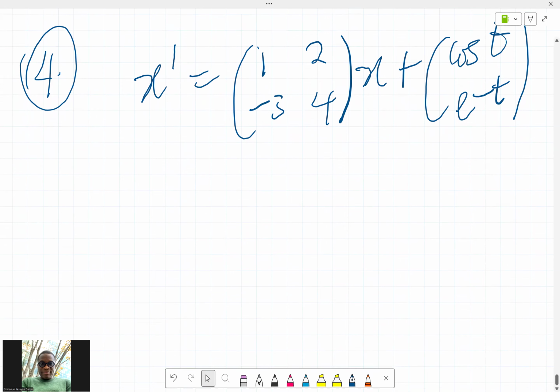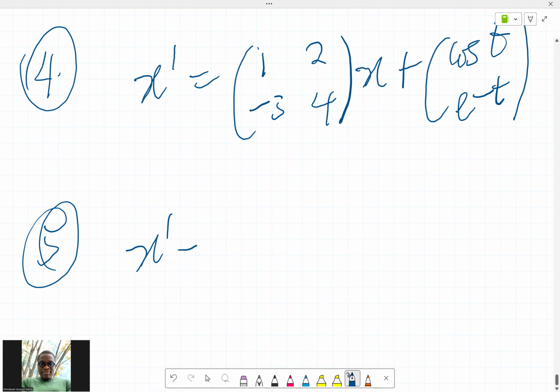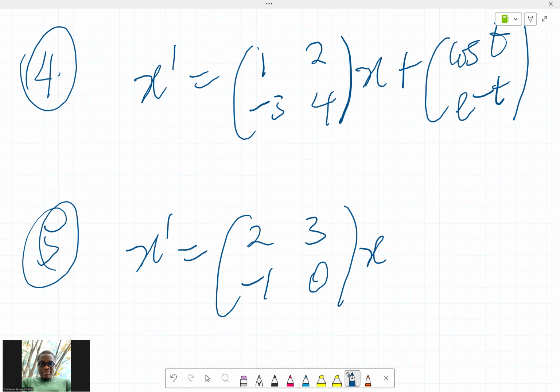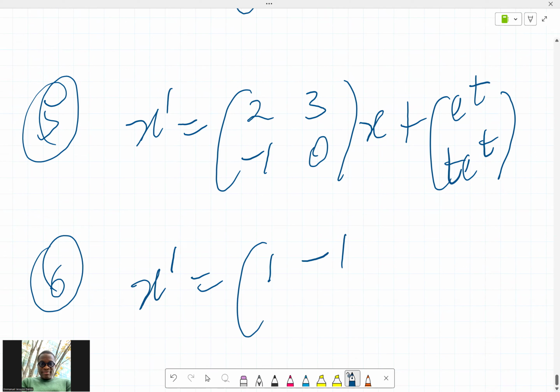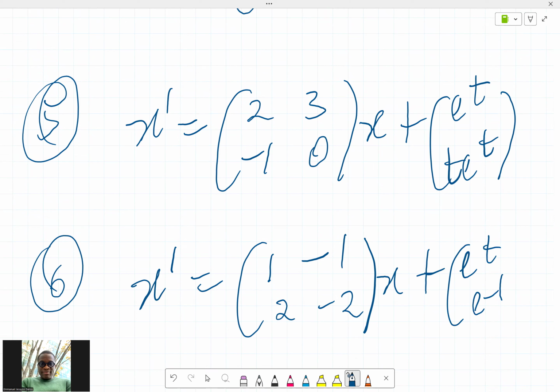Then something a bit more advanced, maybe. Number 5, x prime equals 2, 3, minus 1, 0 into x plus e raised to power t, then t e raised to power t. And lastly, number 6, x prime equals 1, minus 1, 2, minus 2, x plus e raised to power t, e raised to power minus t.